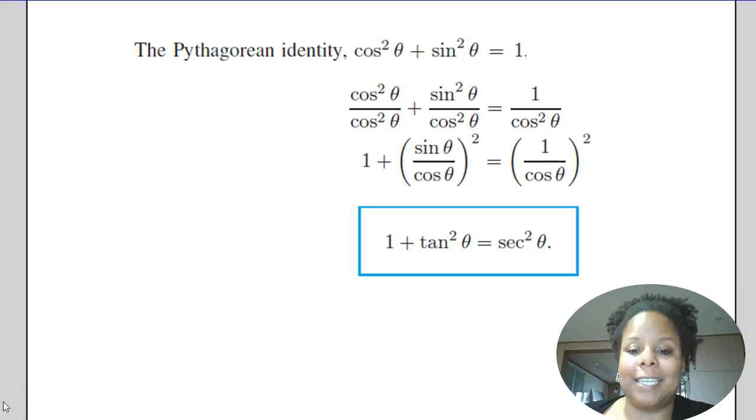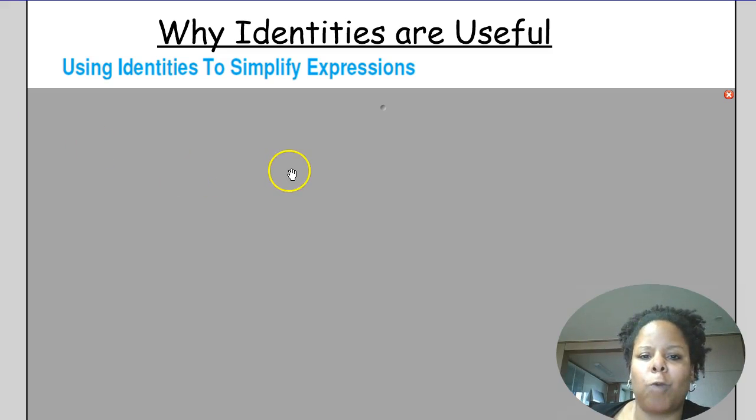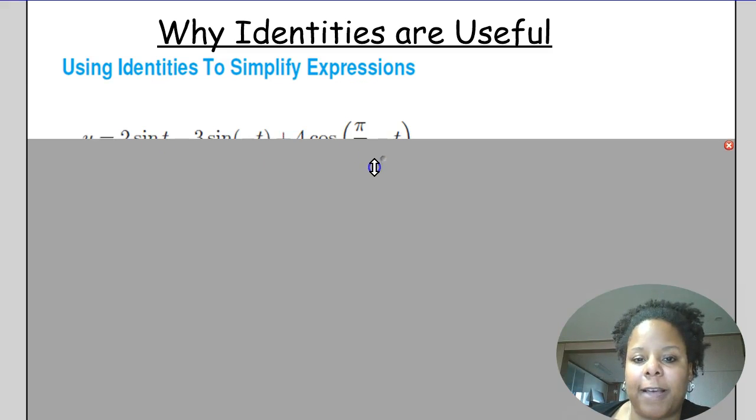Now, there are plenty of different identities. Some I don't expect you to memorize, but some you will have to memorize. And we'll be going over a lot of them in this video, as well as examples, because I hear you guys like examples. But the question may come up is, why are we using identities? Why are they helpful? And several reasons. Number one, identities help us to simplify expressions.